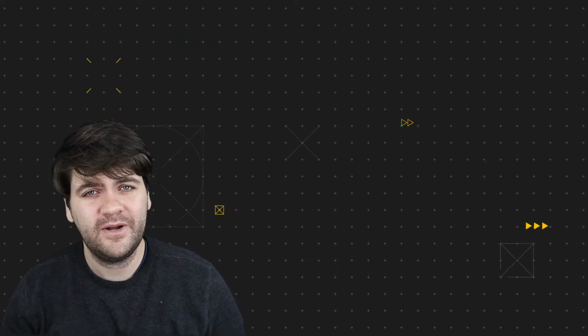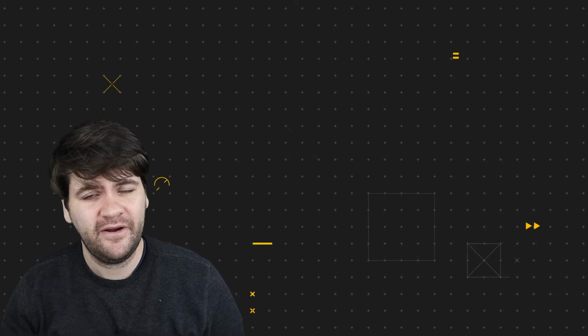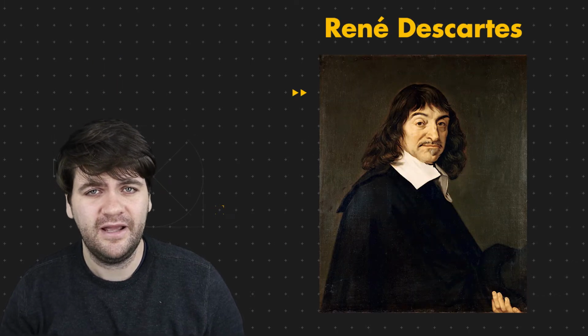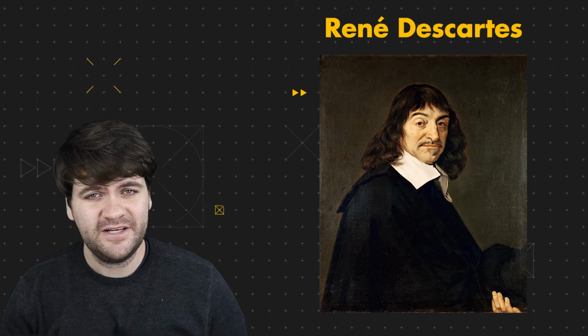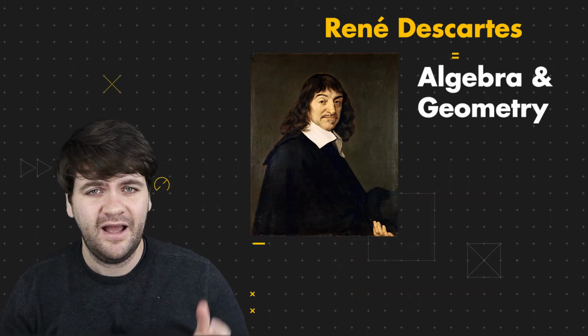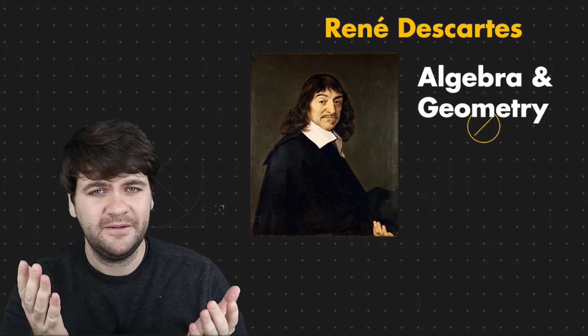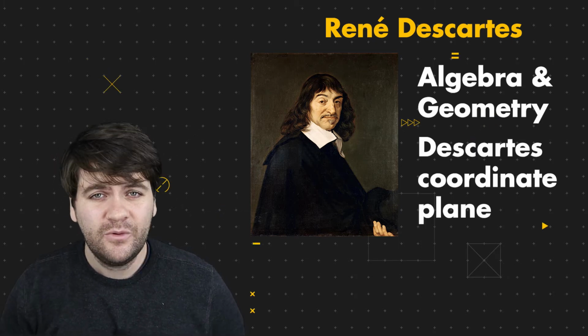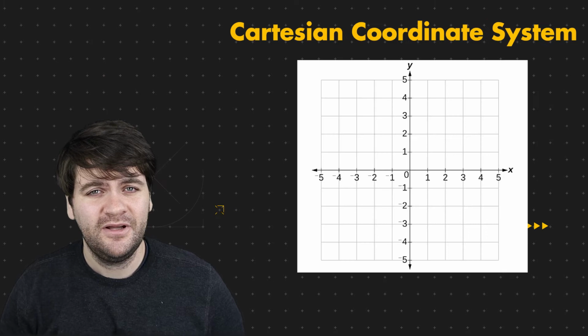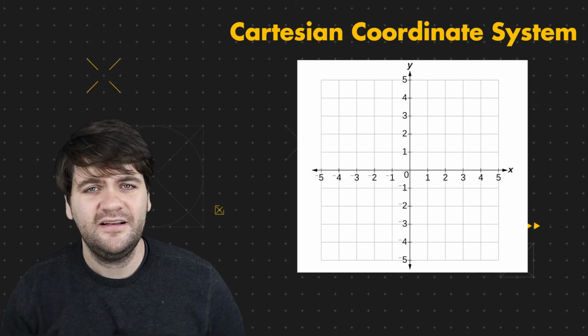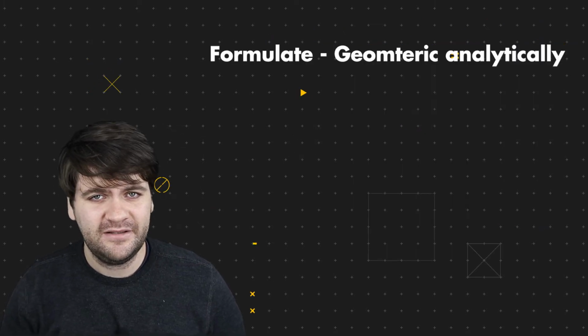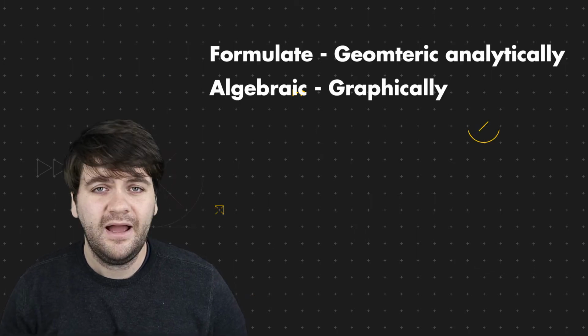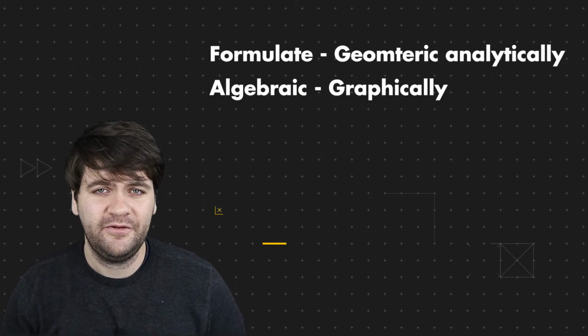The graph of an equation was first introduced by the French mathematician René Descartes. He combined the two major fields in mathematics, algebra and geometry. He did this by introducing the Descartes coordinate plane. We will use this coordinate system to graph our equations. This allows us to formulate geometric concepts analytically, and our algebraic concepts can be viewed graphically.